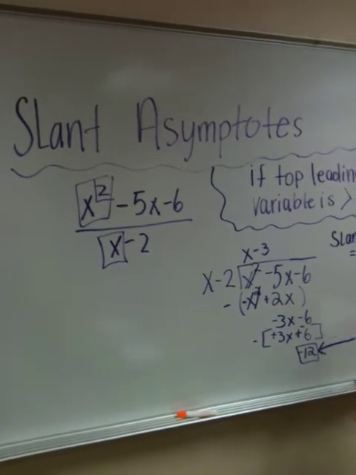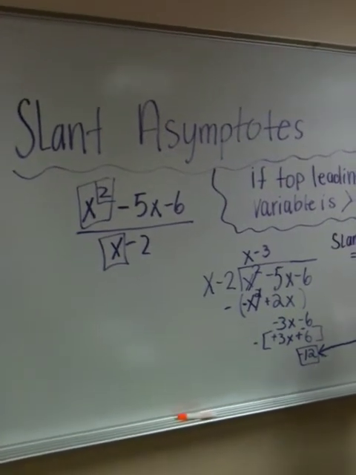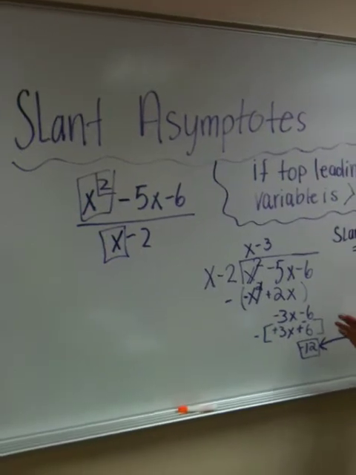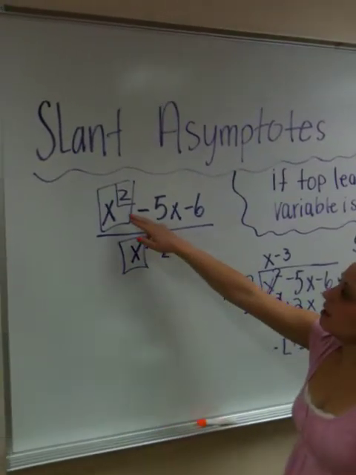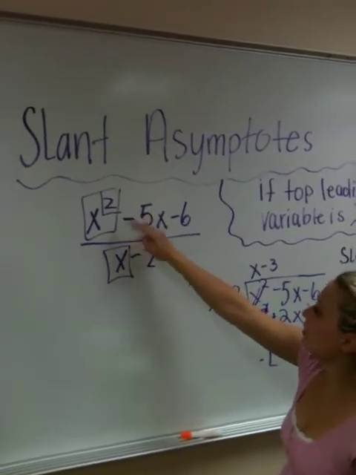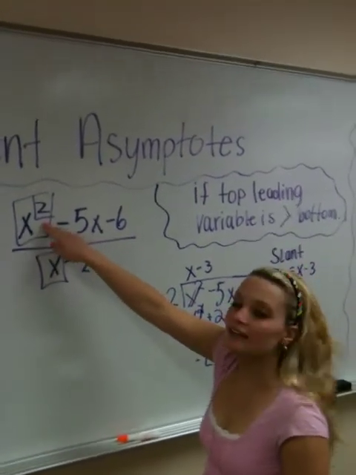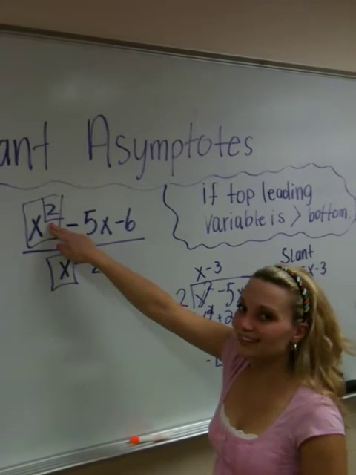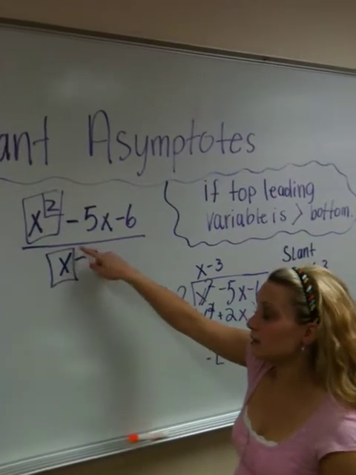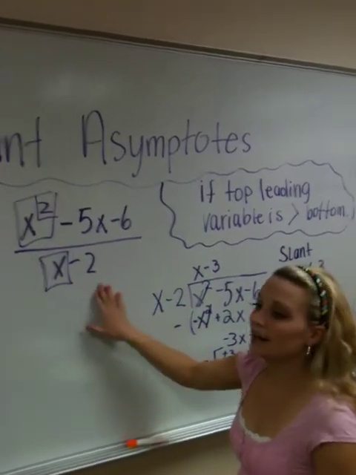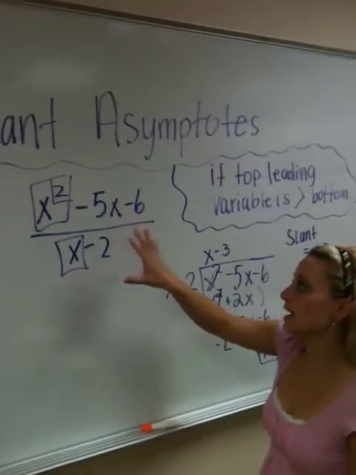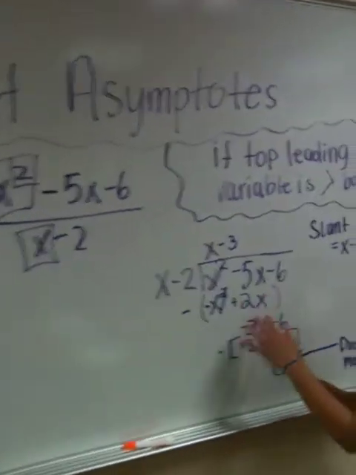Slant asymptotes is part of section 3.5. You will know if you have a slant asymptote if the top leading variable is larger than the bottom one. So for instance here we have the exponent 2 is larger than the exponent of 1. So how to find slant asymptotes when we have this is we do division.